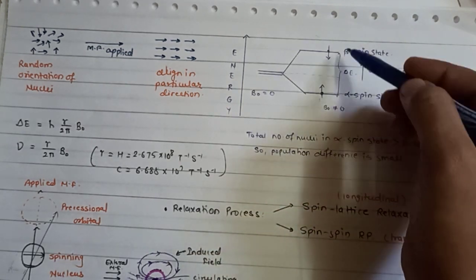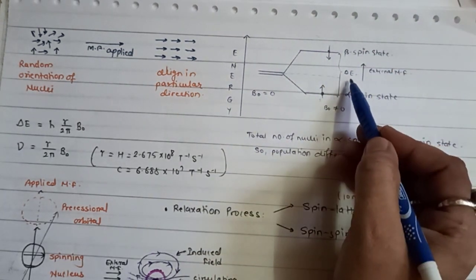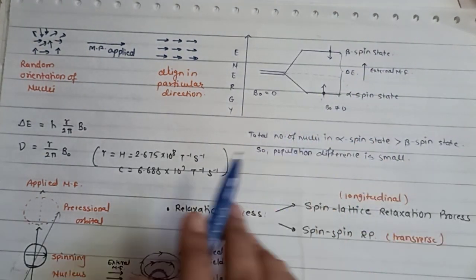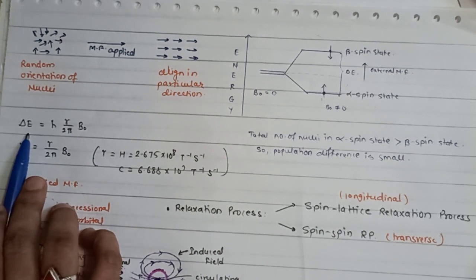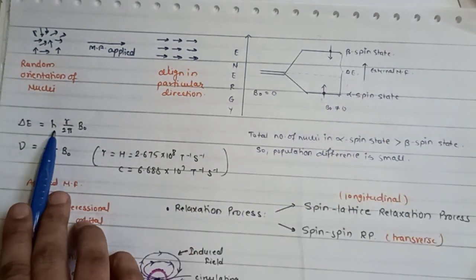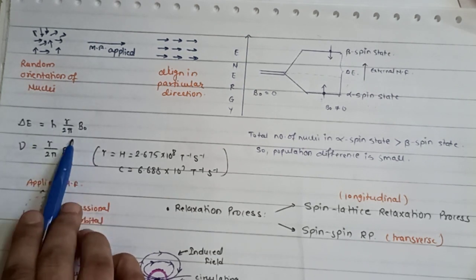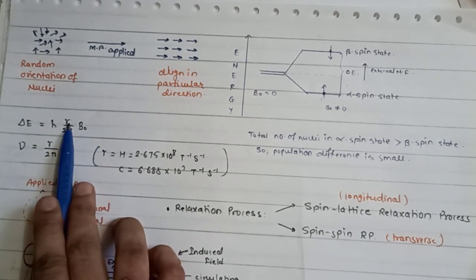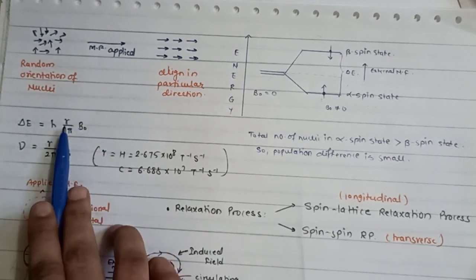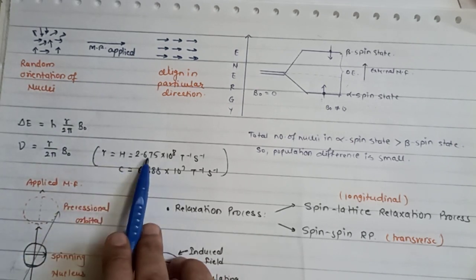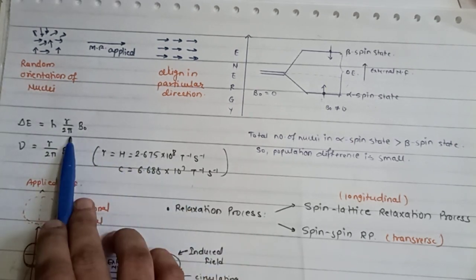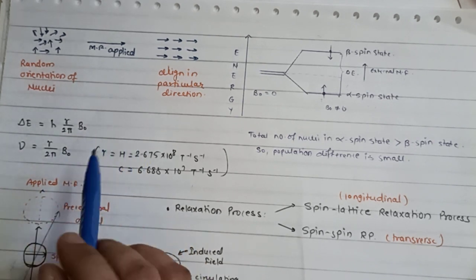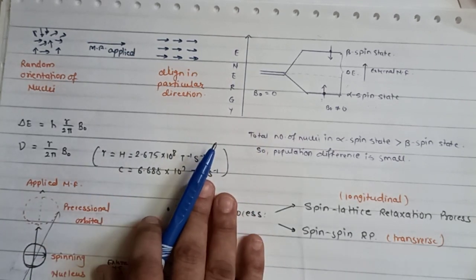Here the gap between the two energy levels, that energy difference, we consider as delta E. So here delta E is nothing but the energy difference between the two spin states, which is given by h gamma divided by 2 pi B naught. Now h means Planck's constant. Gamma is considered the gyromagnetic ratio. The gyromagnetic ratio values for hydrogen and carbon are given here, whereas B naught is the applied magnetic field, which depends upon the field strength, meaning the operating frequency of the spectrophotometer.